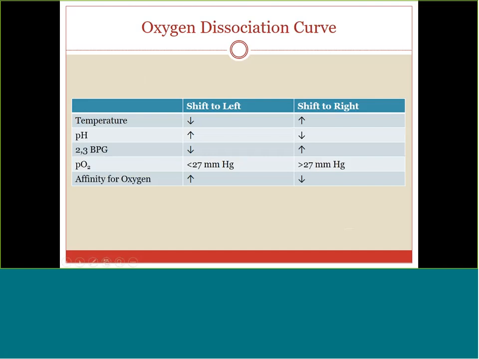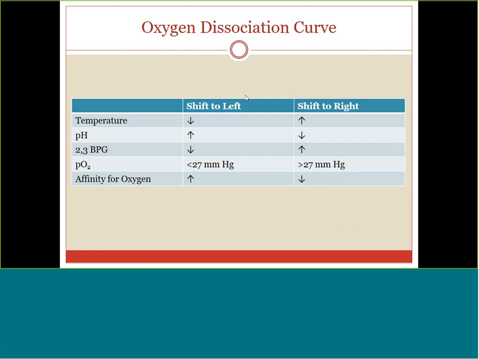So anytime your oxygen curve shifts to the left, that means you love oxygen. You really, really like it. You have what we call a high affinity for that oxygen. And so you're going to hang on to it. You're not going to release it. You're going to keep it on the hemoglobin molecule. A shift to the right, right release. You can get rid of it. It wants to release it, wants to get rid of it. So that would be a low affinity for oxygen. So that's kind of the definition of what it means when it shifts one way or the other.